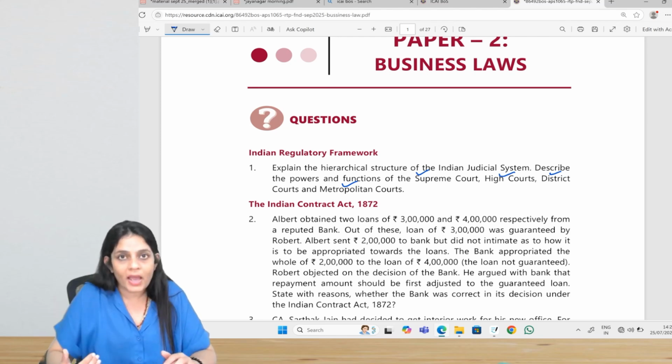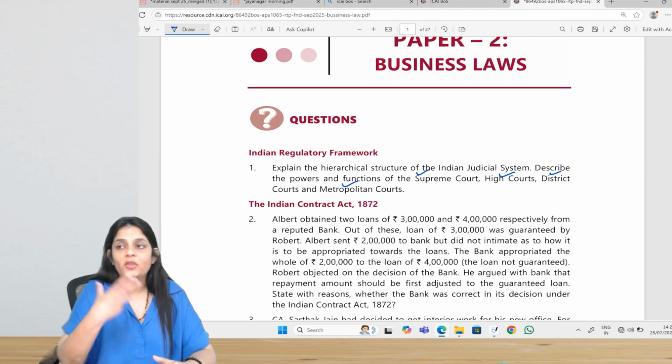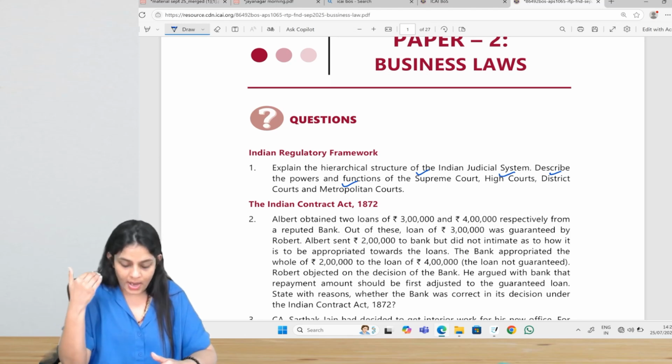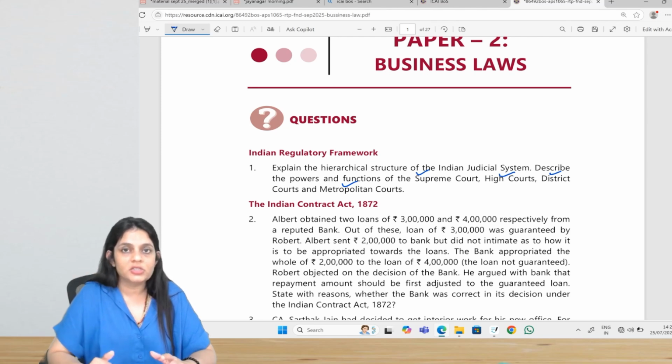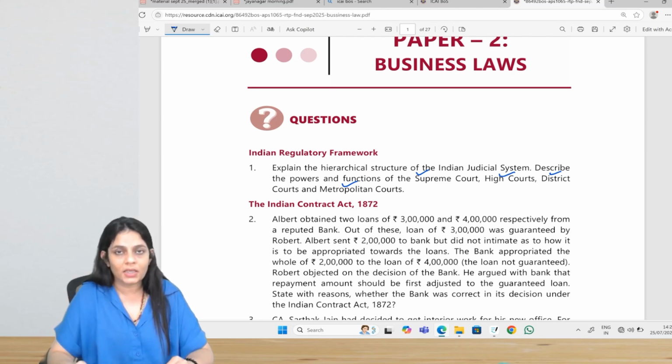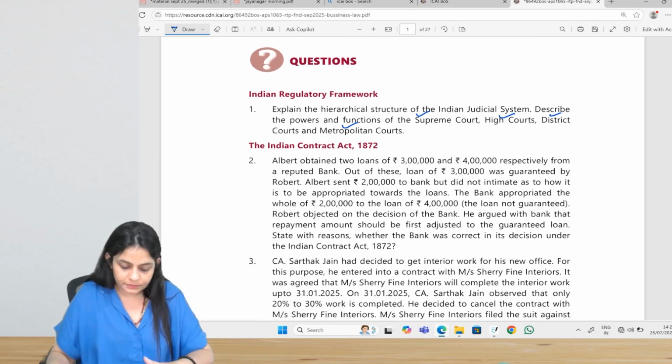Below the High Court is the District Court, and pecuniary jurisdiction is up to 2 crores. And below the District Court is the Metropolitan Magistrate. Every metropolitan city, or any city with a population of 10 lakh or more, must have a Metropolitan Court.